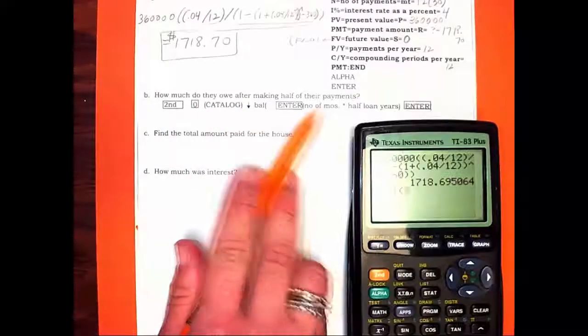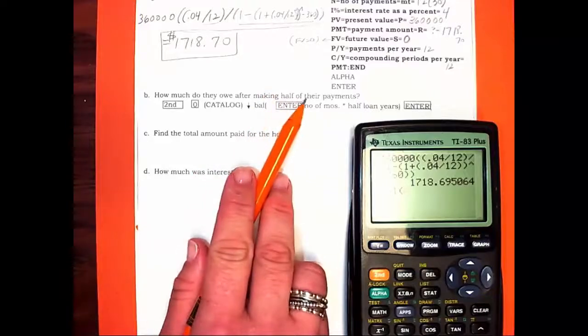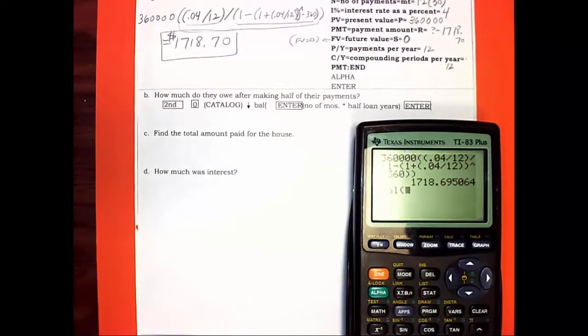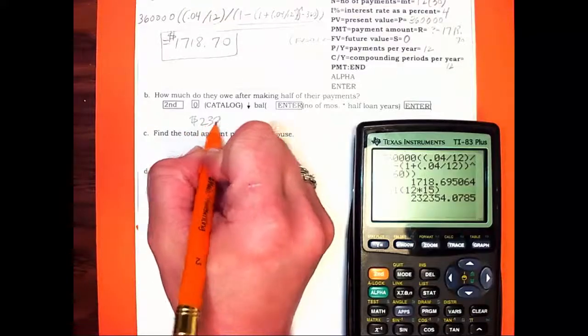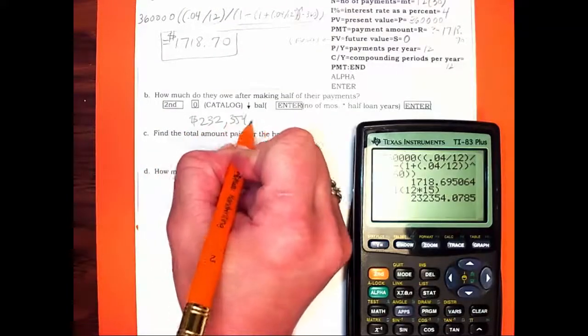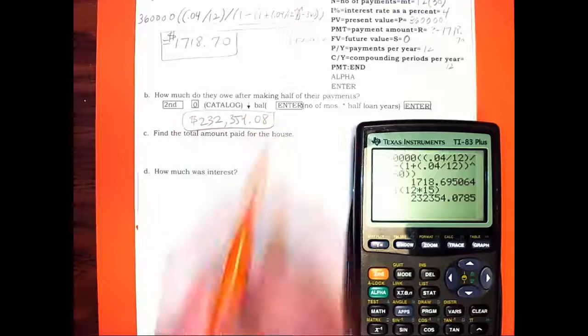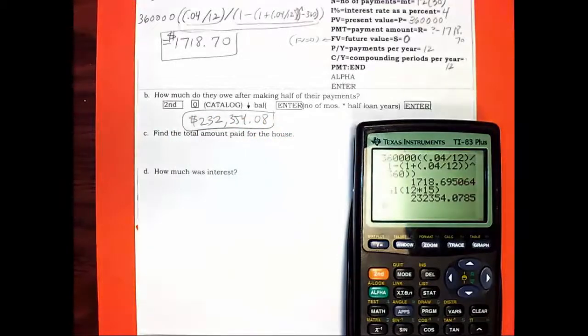So we want at the halfway mark, so if it was 30 years, we would just do number of months, so 12 months in a year, times the halfway mark for the number of years. So that balance is going to be in months. All right, so they're going to owe a balance of $232,354.08. So if you were refinancing a house or something, that would be some important information to be able to figure out.